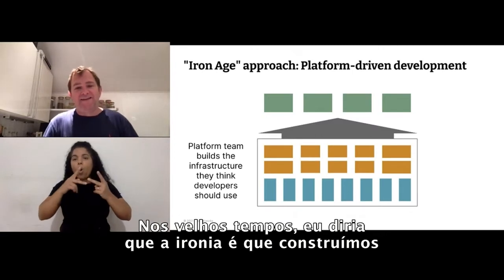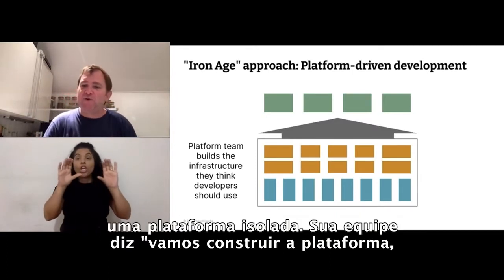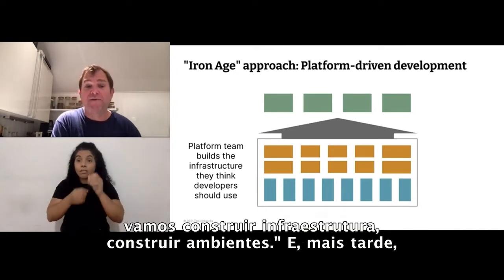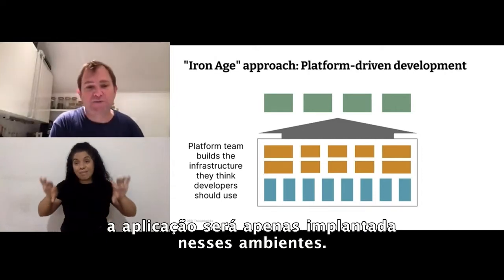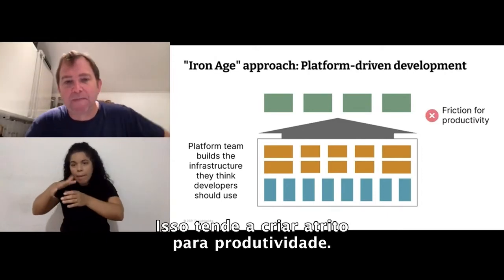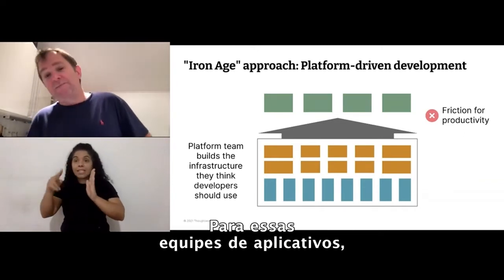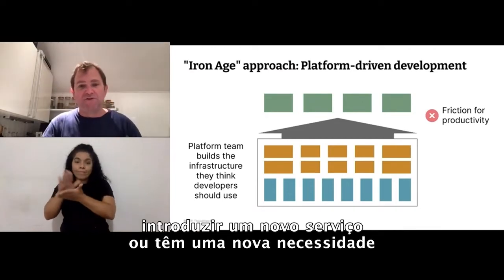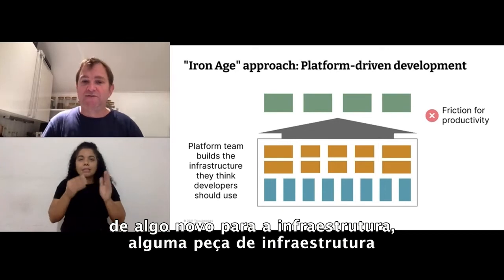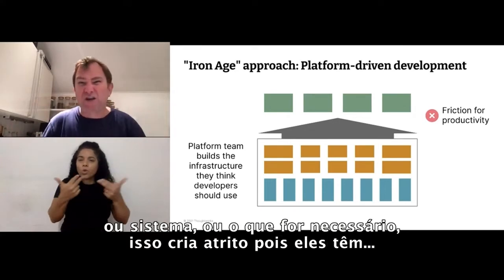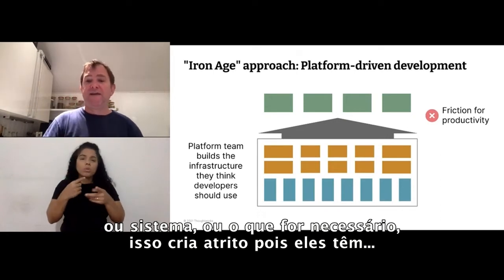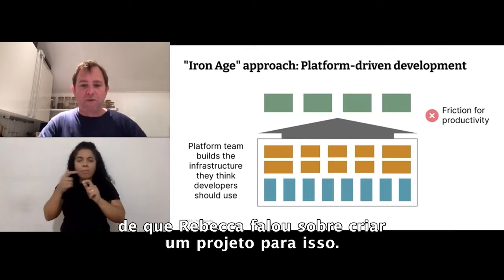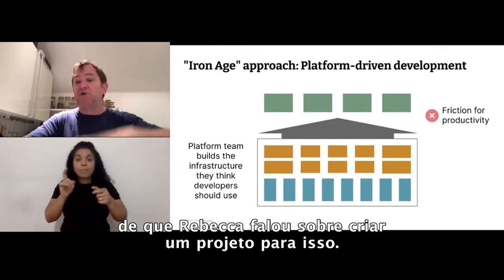In the old days, what I would call the Iron Age approach, we build the platform in isolation. You have your team who says, we're going to build a platform, we're going to build infrastructure, we're going to build environments, and later on the application will just be deployed into those environments. This tends to create friction for productivity. When application teams need to make changes, add things, introduce a new service, or need some new piece of infrastructure, it creates friction because they have to go and talk to the folks who run the platform. It goes back to that siloed thing Rebecca was talking about: you have to create a project in order to do this.